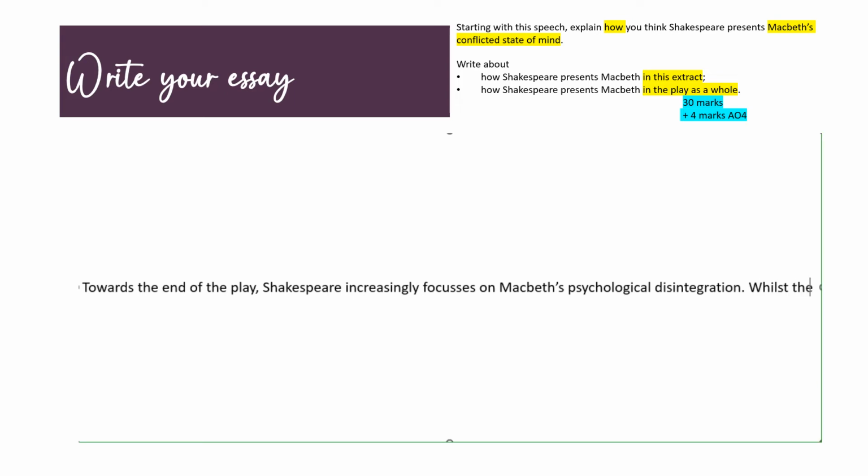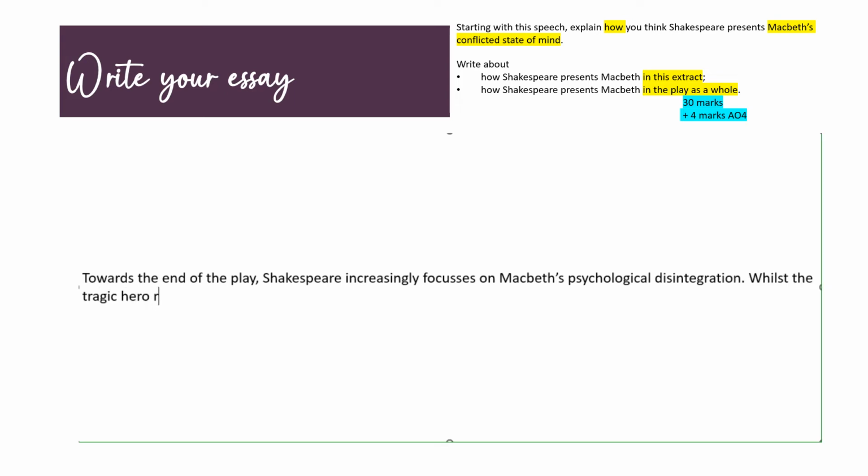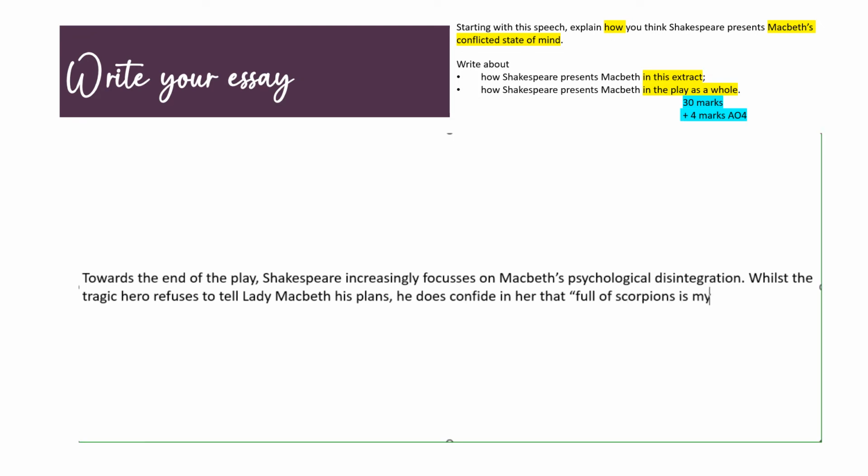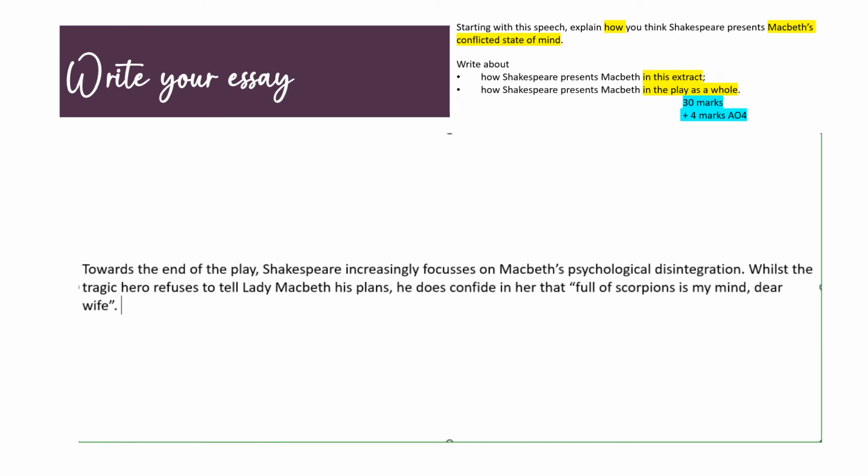So then I'm going to say, whilst the tragic hero refuses to tell Lady Macbeth his plans, he does confide in her that full of scorpions is my mind, dear wife. Now, what I've done there is embedded my quotation fluently in my sentence. So instead of saying a quotation to show this is, or we can see this in the line, I've told a little snippet of the story and then used the quotation to finish that story off.